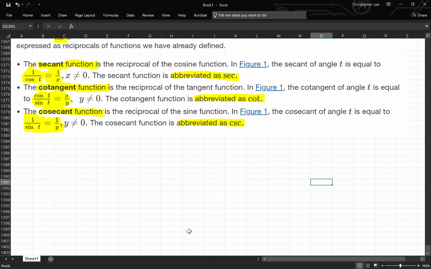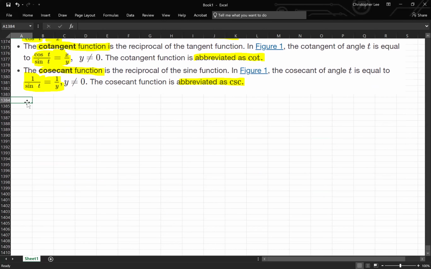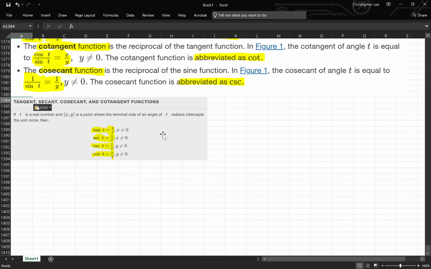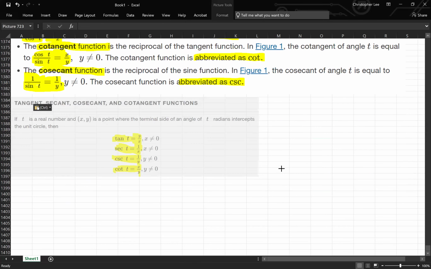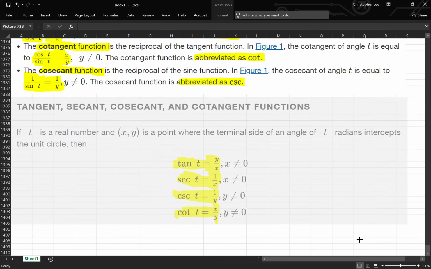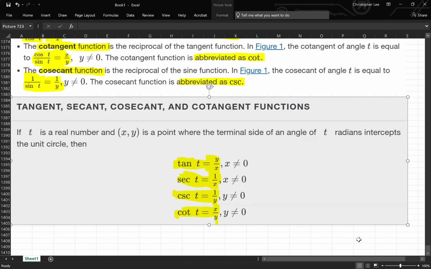If it's okay, I just want to sum this up a little bit. Just want to make it nice and pretty for everybody. So tangent, secant, cosecant, and cotangent function. If t is a real number and x, y is a point where the terminal side of the angle of t radians intercepts the unit circle, then tan of t is equal to y over x, secant of t is equal to 1 over x, cosecant of t is equal to 1 over y, cotangent of t is equal to x over y.